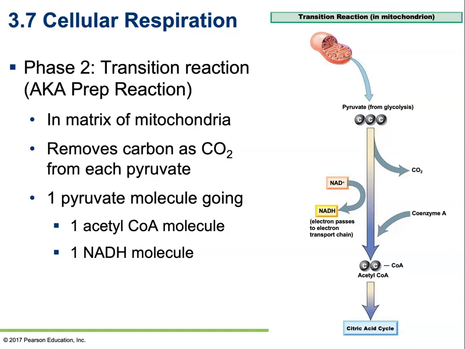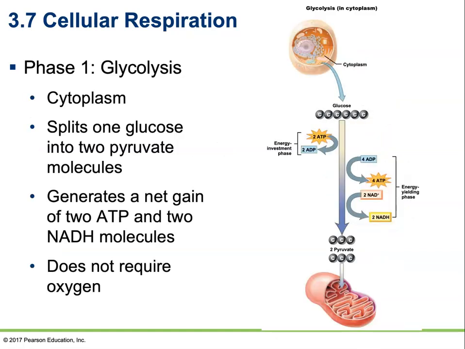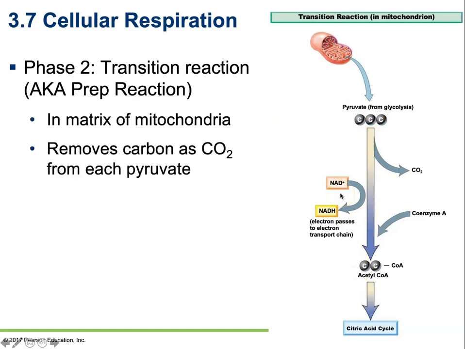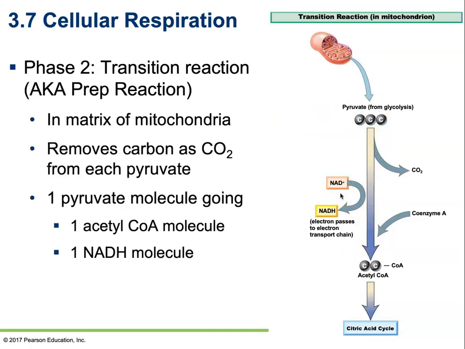But keep in mind, when we have our glycolysis, we take our glucose and we turn it into 2 pyruvate molecules. So this is just what 1 pyruvate molecule does. Keep in mind that there are 2 pyruvate molecules that go into this transition reaction coming out of glycolysis.